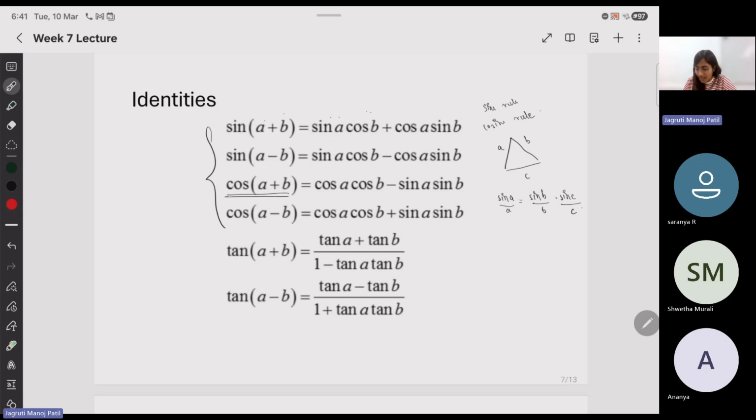Cos is an even function, so it will take all cos components by itself. Now for cos, if you have a plus sign here, it would be the inverse of it. If you have a minus sign, it would be the inverse of it.